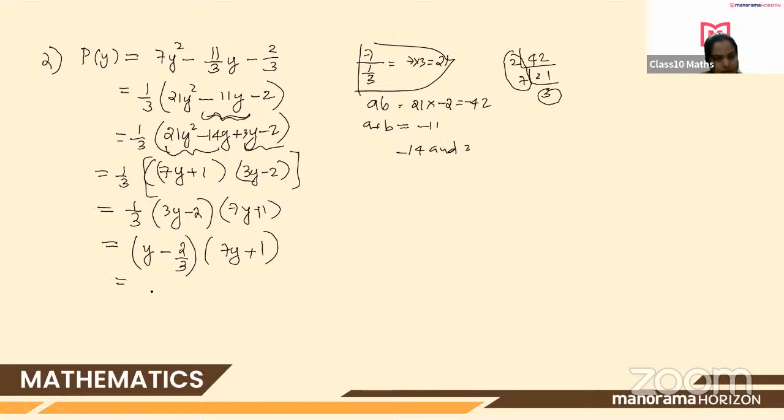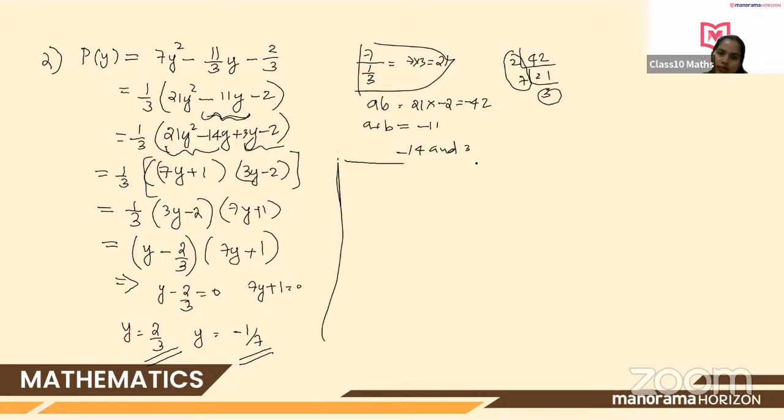Okay. So here y minus 2 by 3 is equal to 0 and 7y plus 1 is equal to 0. And the zeros are y is equal to 2 by 3 and y is equal to minus 1 by 7. So the zeros are 2 by 3 and minus 1 by 7. Now we have to verify it with the relation. Okay.